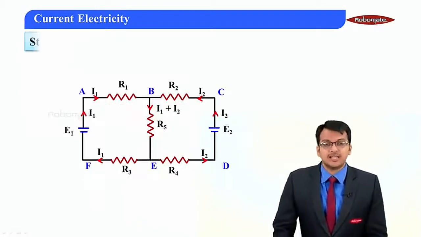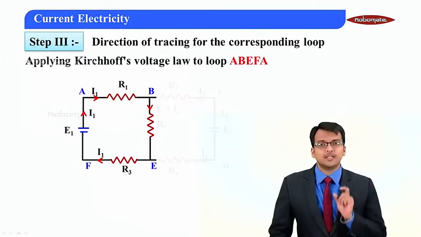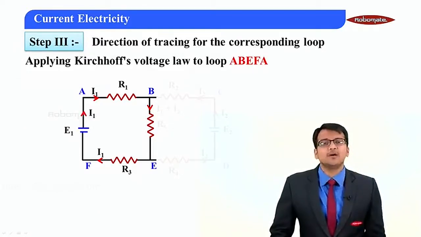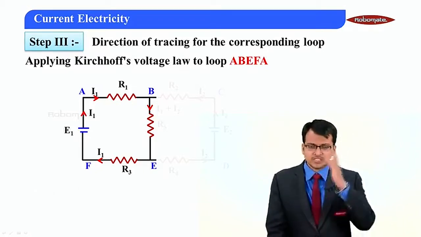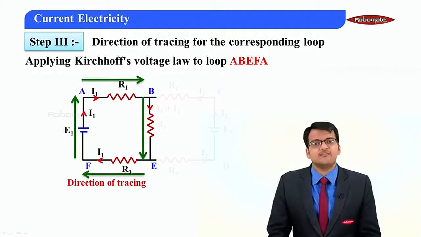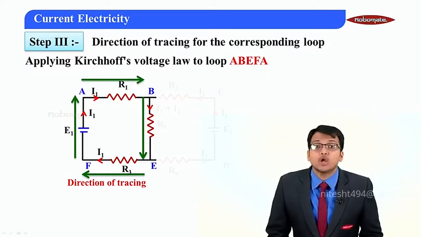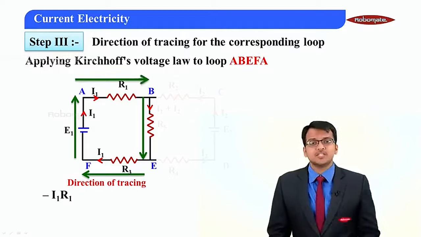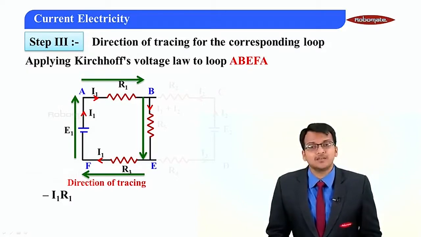Now, dear students, let's apply KVL on my first loop, that is A, B, E, F, A. So, let's hide the upper part to avoid making things complex. I've just hidden the other loop. When you apply KVL in A, B, E, F, A, the direction of tracing is taken in a clockwise direction. I1 in branch AB is in the direction of tracing, hence it will be minus I1 R1.